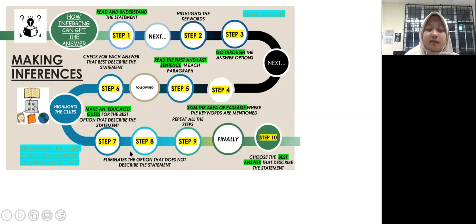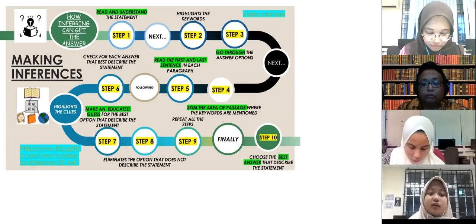The number 8 step is to eliminate the options that do not describe the statement. Once you go through the answer options, you might find that one of the answers is not consistent with the statement. Therefore, you can eliminate that answer to help you get to the correct answer.